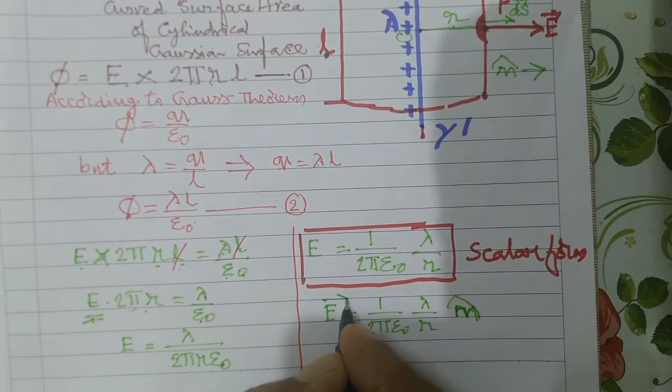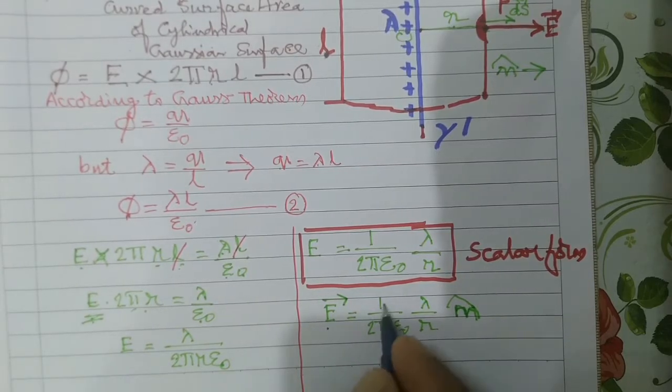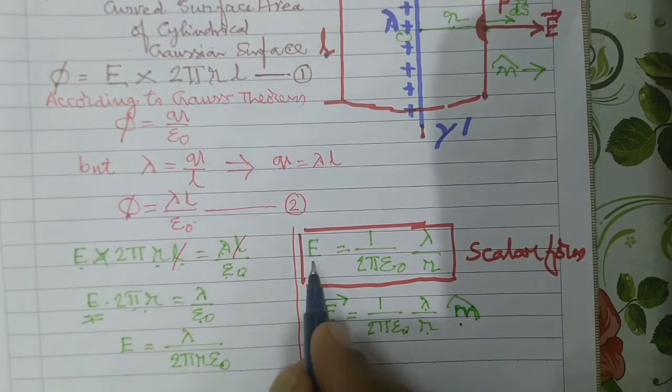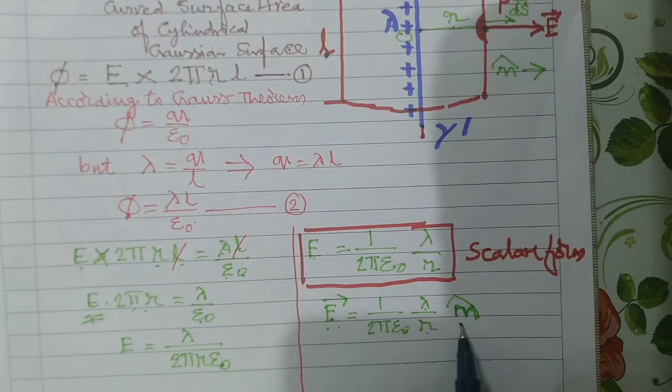Then this will become a vector. E bar is equal to 1 by 2 pi epsilon 0 lambda by r n cap. See the difference. E is now a vector with unit vector n cap. N cap is now towards the right for this electric field at point P.